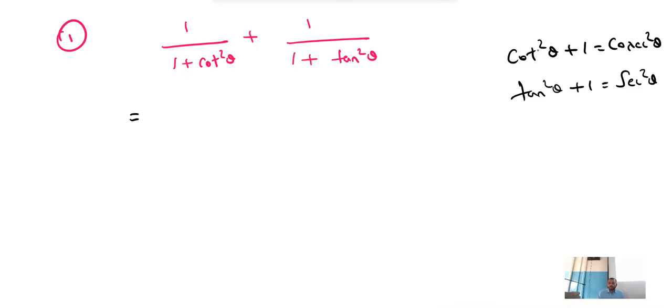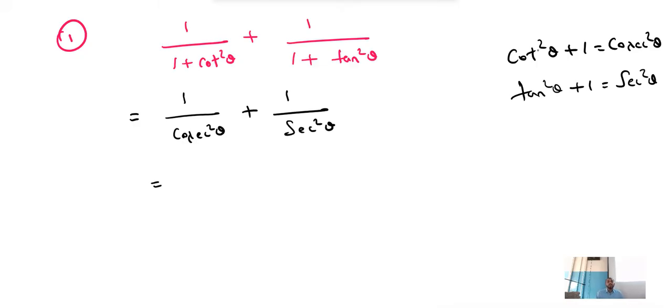Okay. Observe here. 1 by. Now what is 1 plus cot square theta? Cot square theta plus 1 or 1 plus cot square theta, both are one and the same, nothing else. What is it? Cosecant square theta. So shall we write cosecant square theta plus 1 by, what is 1 plus tan square theta?